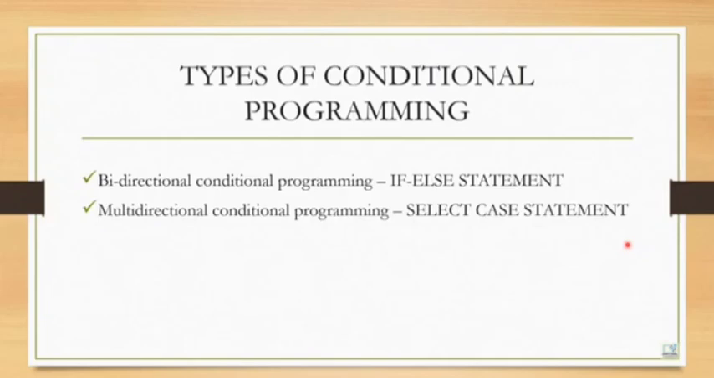Now condition can be of two types. One is bidirectional, another is multidirectional. So conditional programming is either bidirectional or multidirectional. If we are using bidirectional conditional programming, then we use if-else statement, and if we are using multidirectional conditional programming, then we use select case statement.